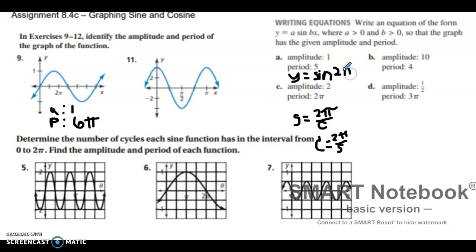2 pi over 5. Now, a real common mistake is to forget the x or the theta. So you always have to have an x and a y in your equations.